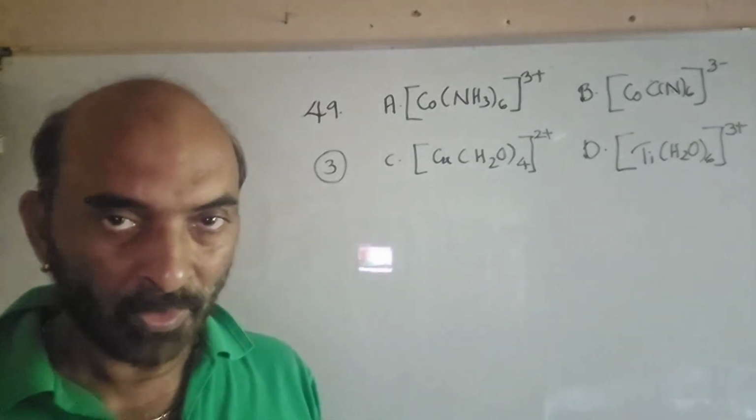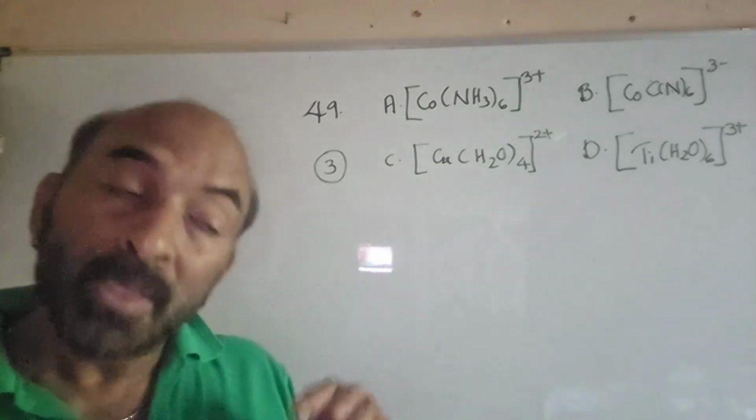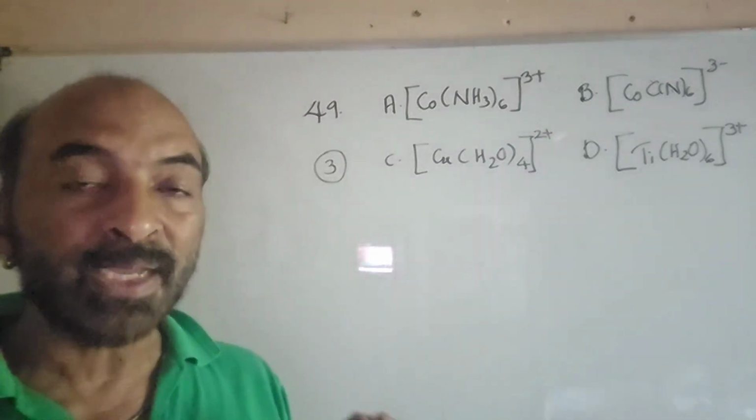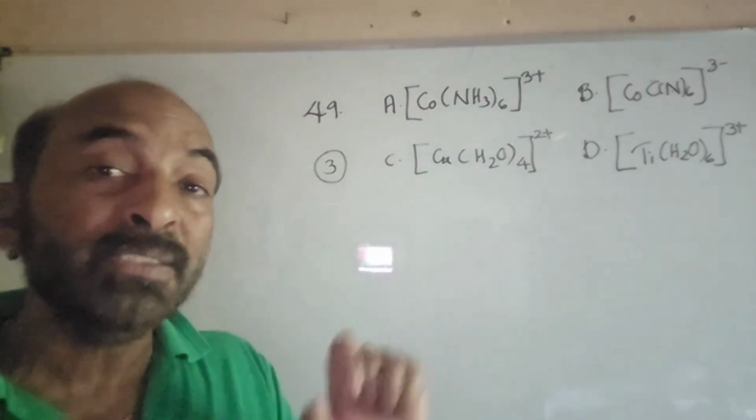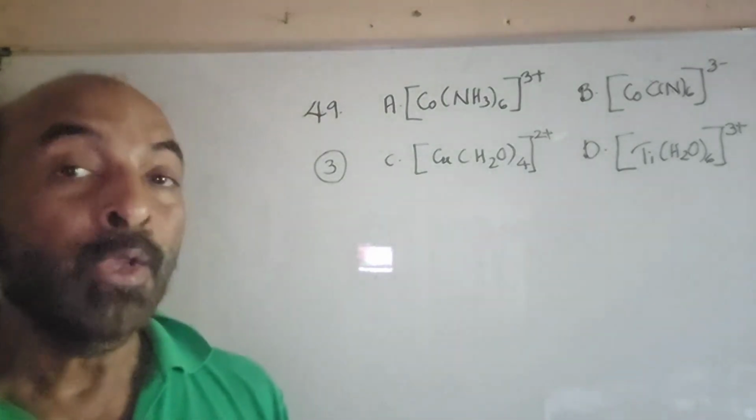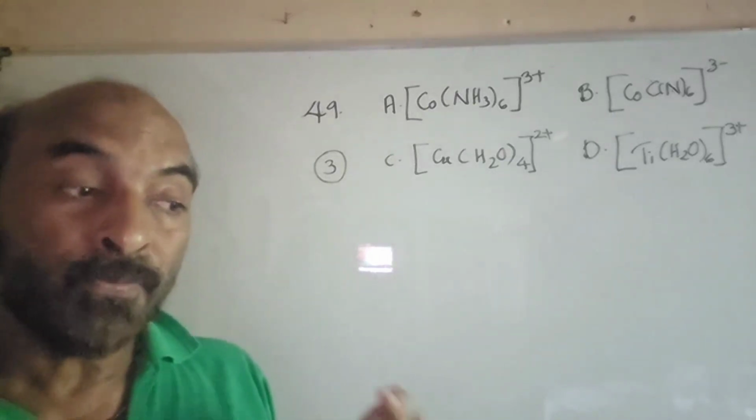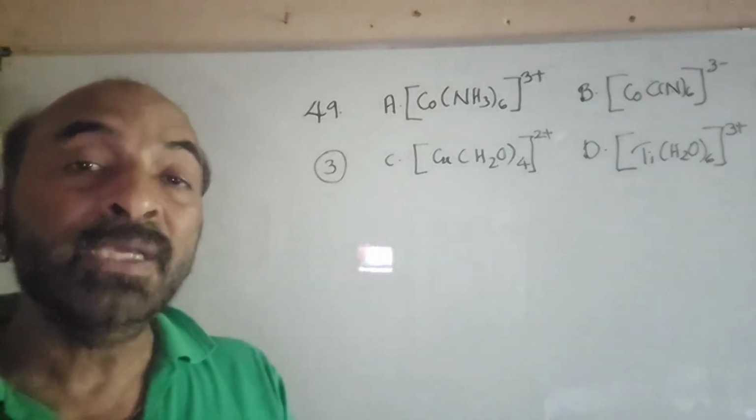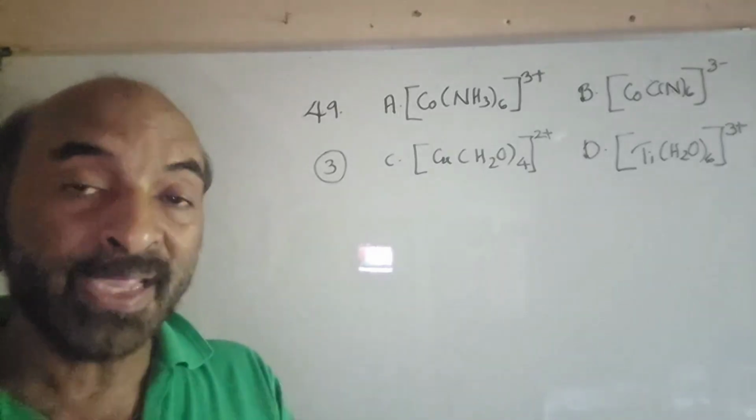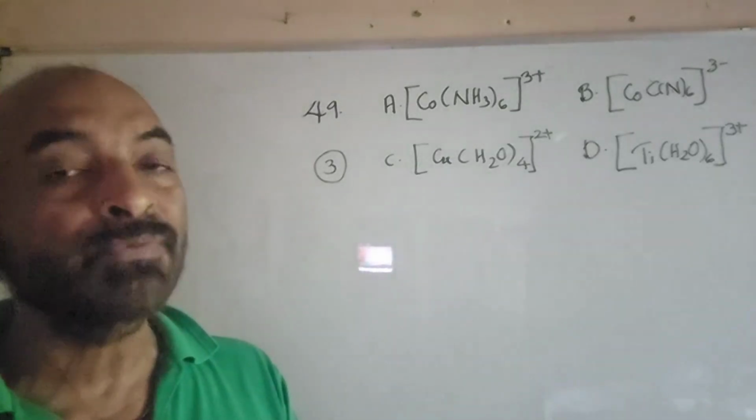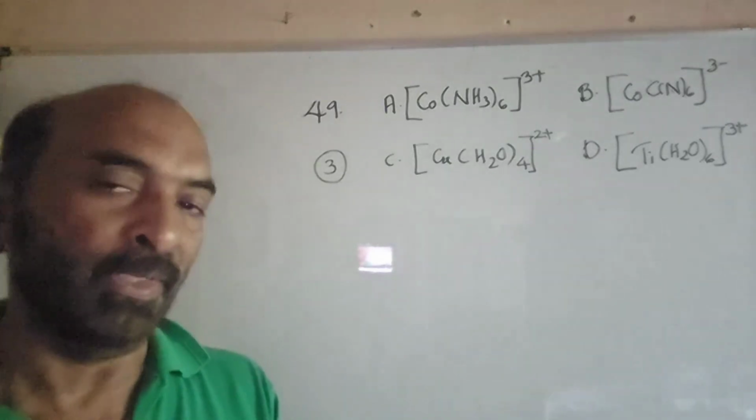Hope you understood. So here in this particular question they ask us to arrange these ions in the increasing order of the wavelength they absorb. So we have to first place that complex ion which absorbs the highest frequency radiation and so the lowest wavelength, because we want an increasing order of wavelength.